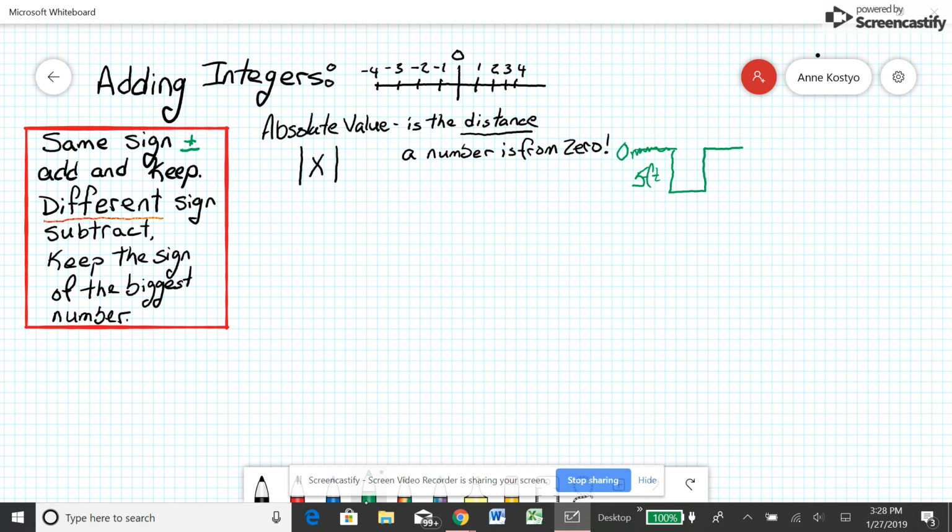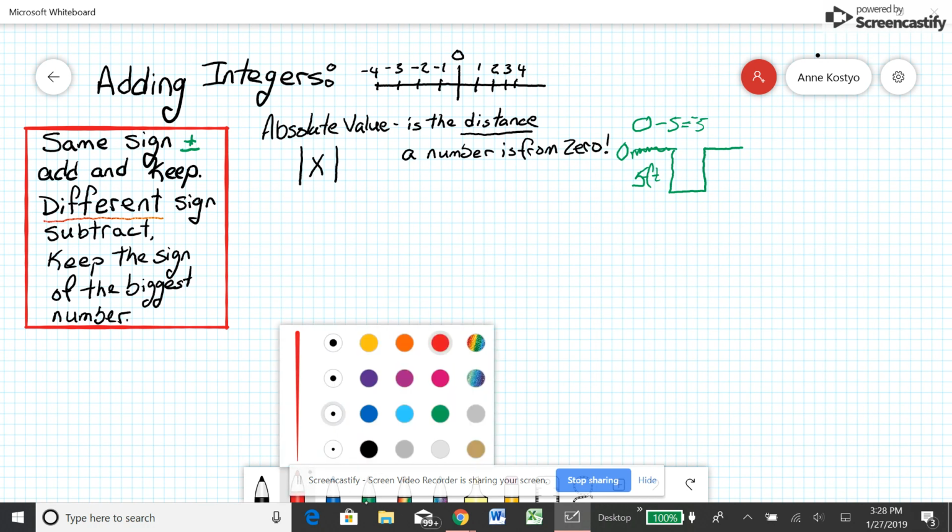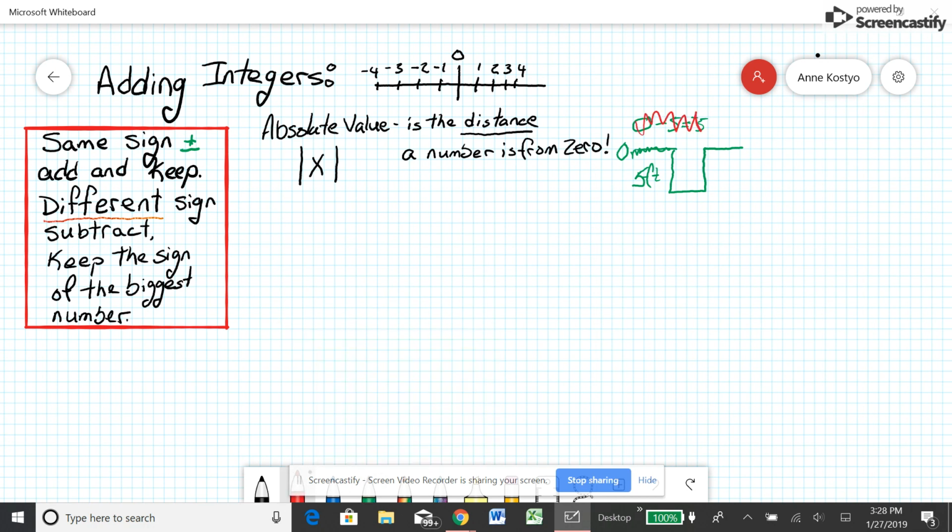Well, if we look at this as an equation, that would be 0 minus 5, which would be equal to -5. And that doesn't quite work for us. So let's see if we can figure out a better way to do this. We know we went down 5 feet, and we're going to represent the going down with a -5 feet.